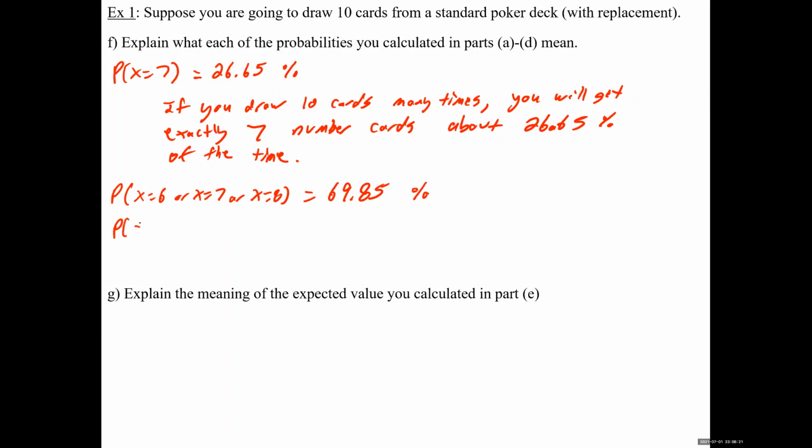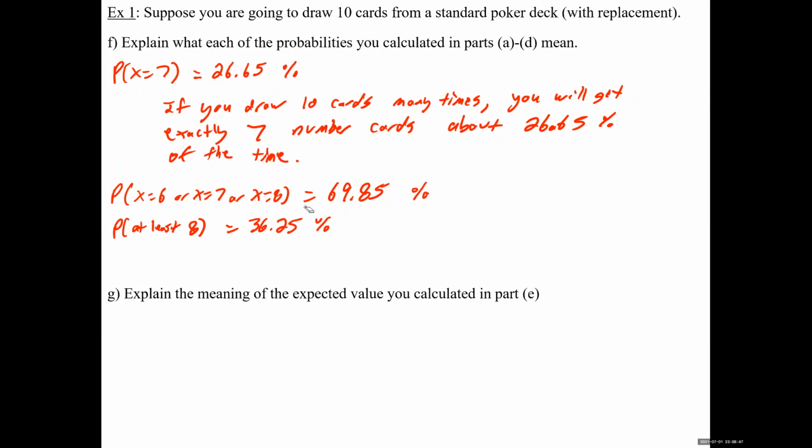The third one was at least 8. And that probability as a percentage was 36.25%. So if you're going to say that one in words, you're going to say, if you draw 10 cards from a deck of cards many times, you'll get at least 8 number cards about 36.25% of the time. So this is the event: at least 8 number cards about this percent of the time.